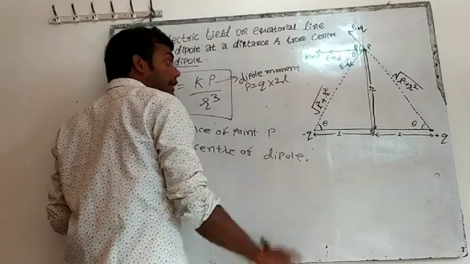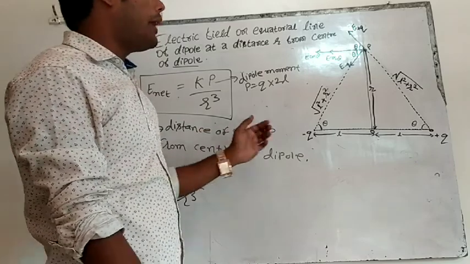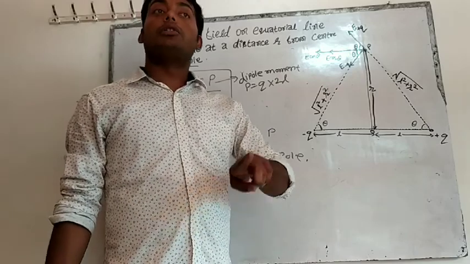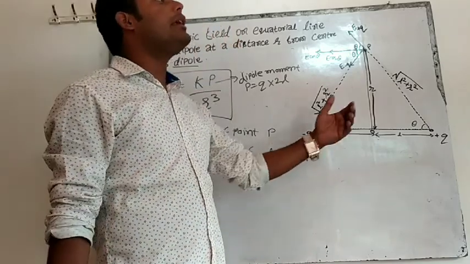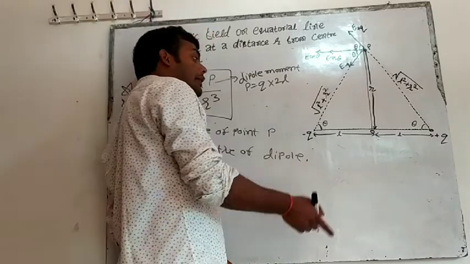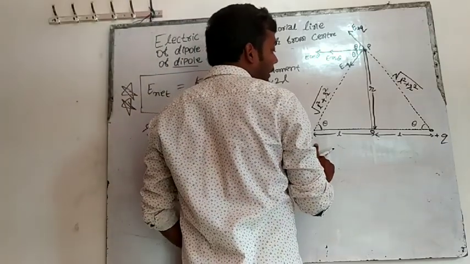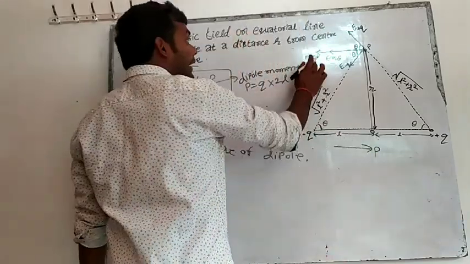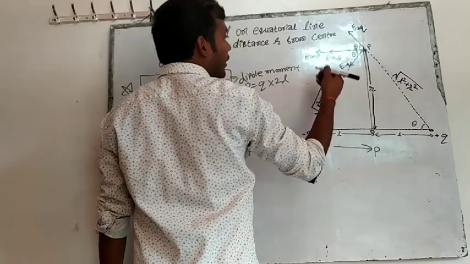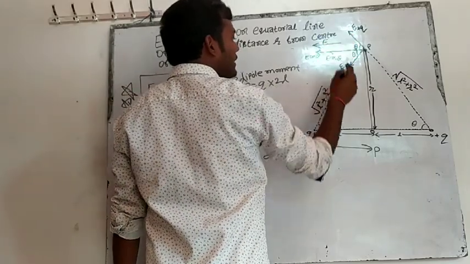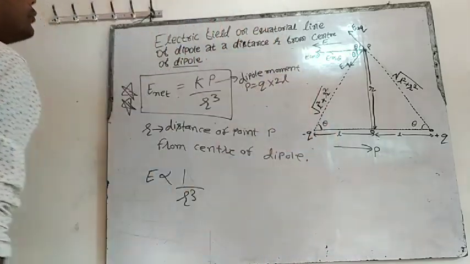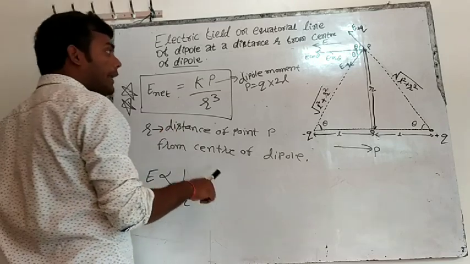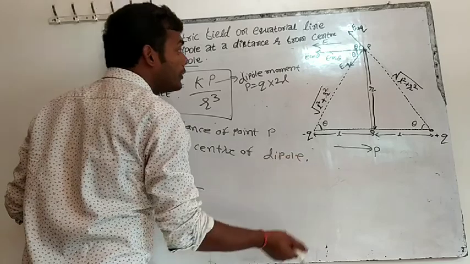But now look at the direction of dipole moment. In the dipole moment topic we studied that dipole moment is also a vector quantity. Dipole moment, that means p, is also a vector quantity, and the direction of dipole moment is always from negative to positive charge. So the direction of p is negative to positive. This is the direction of E and this is the direction of P. Are both opposite to each other? Yes. So the direction of E on equatorial position is opposite to the direction of P.